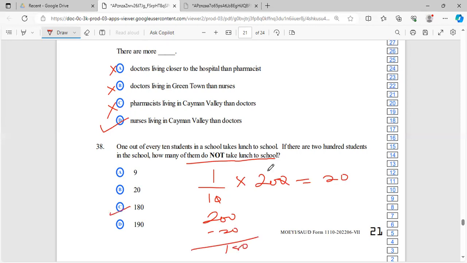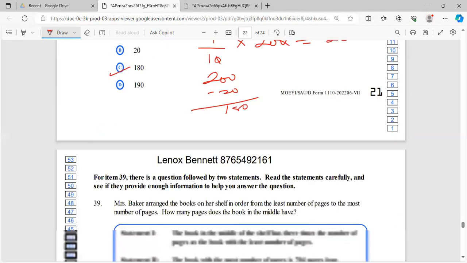Remember, say I want to take lunch, you know. So 180 people reach. And in any school, you'll find a minority taking lunch.